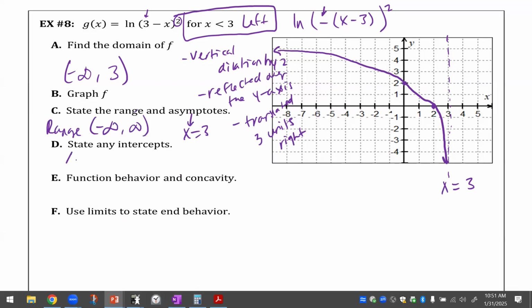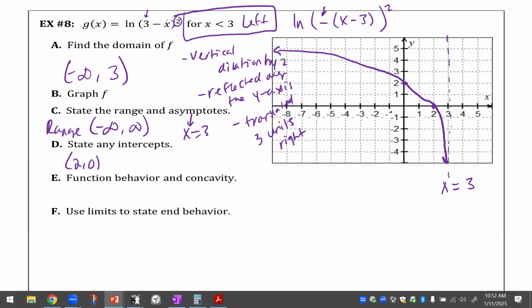Your for-sure intercept is that your x-intercept is at (2, 0), the one that you can see, the one that we're analyzing. Your y-intercept isn't exact. Your y-intercept is just saying if I plug in 0 for x, what do I have? So if I plug in 0 for x here, where is it at? 3 minus 0 is 3, right? 3 minus 0 is going to be 3.